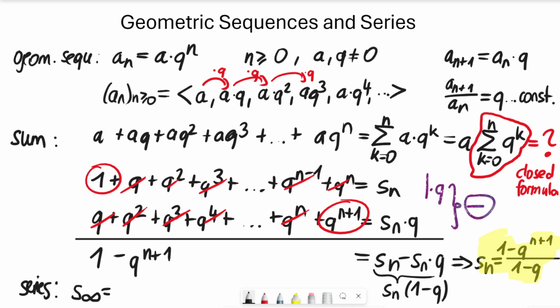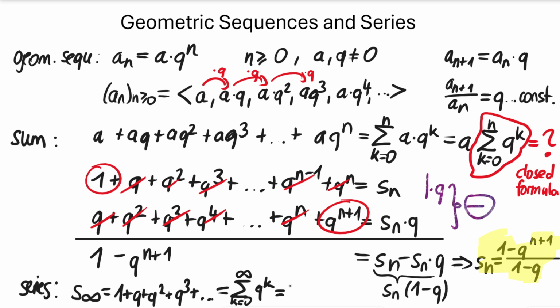Okay, so how does it look like? It is 1 plus q plus q squared plus q cubed and so on, and you never stop. So you can write it as the summation from k equals 0 up to infinity of the term q to the power of k. And this means it will be the limit of this closed formula we have computed before, yeah?